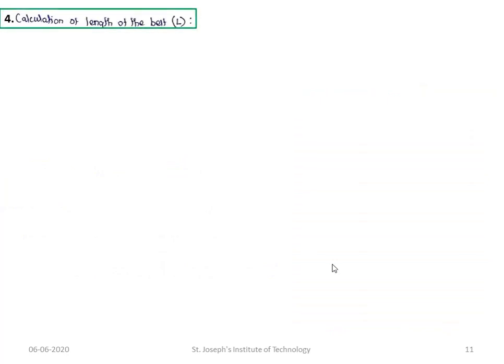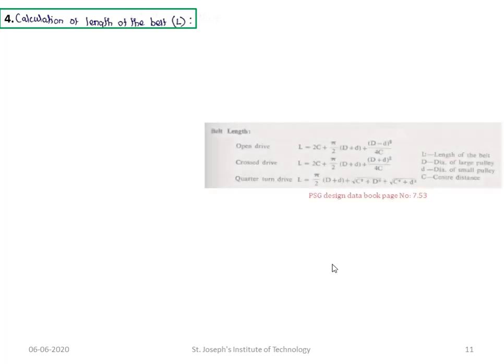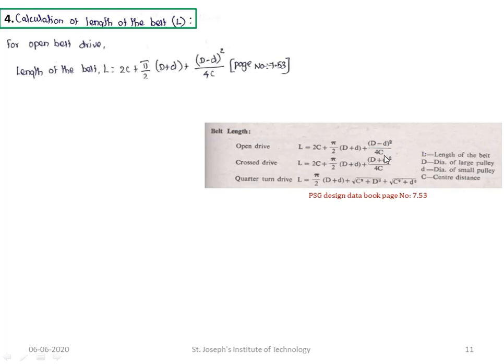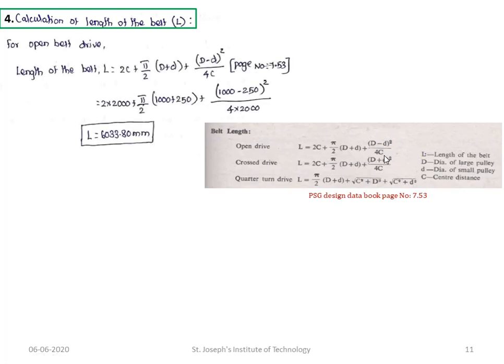Finally I am going to calculate the length of the belt. We can calculate that using the formula from page number 7.53. For an open belt drive, the formula is L equals 2C plus pi by 2 into (D plus d) plus (D minus d) the whole square divided by 4C. If we substitute all the values in this formula, we will get the length value.